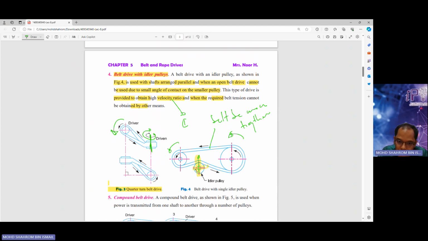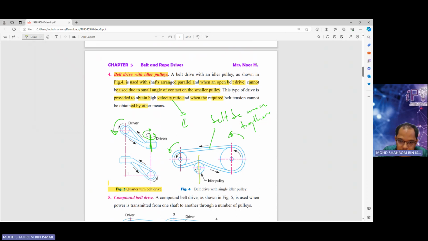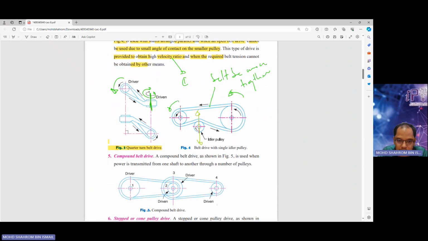Jadi lebih ketat lah kalau kita naikkan ni ke atas. Kalau kita kurangkan ketegangan dia, then we're going to put this one a bit downward. I padam dulu. So this one is adjustable, from top to down. Okay. So that's the thing. So I move along.